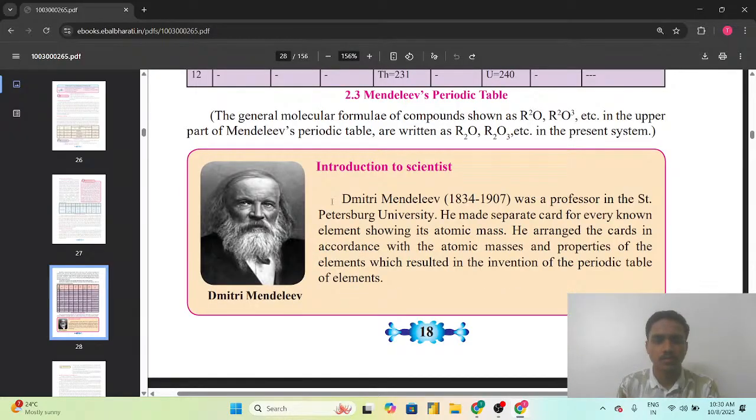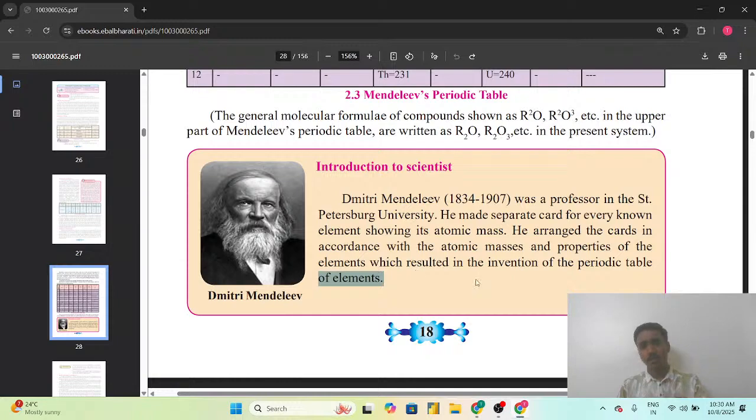Introduction to the scientist. Dmitri Mendeleev was a professor in St. Petersburg University. He made separate cards for every known element showing its atomic mass. He arranged the cards in accordance with their atomic masses and properties of the elements, which resulted in the invention of the periodic table of the elements.